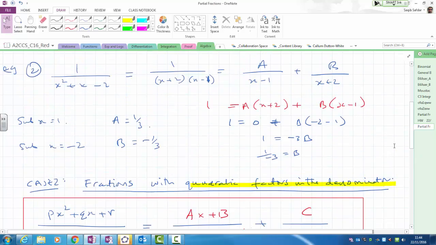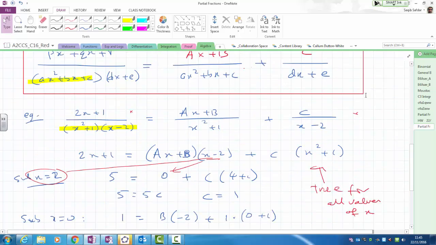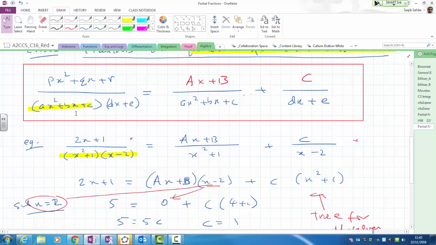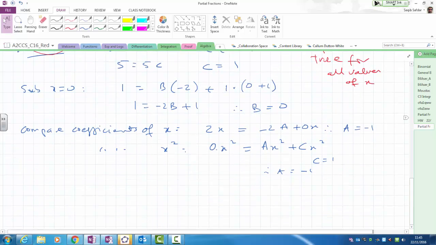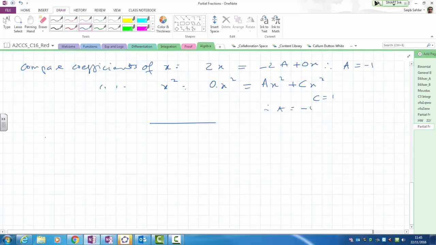Right, so far what we've had is fractions where you've got linear factors in the denominator. And fractions where you've got a quadratic factor in your denominator. What I'd like you to do, I'm going to pose this question and I want you to come up with a suggestion about how you can write this out as a fraction and then try and solve it.